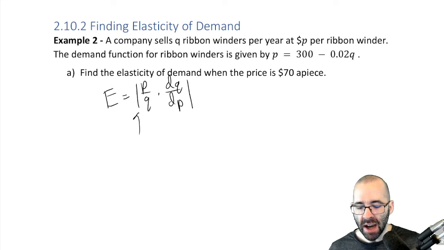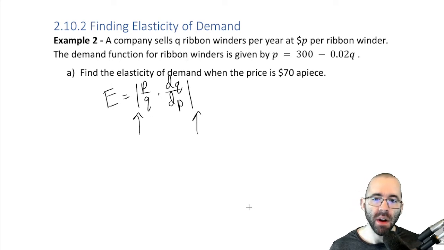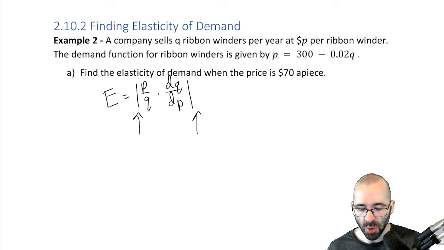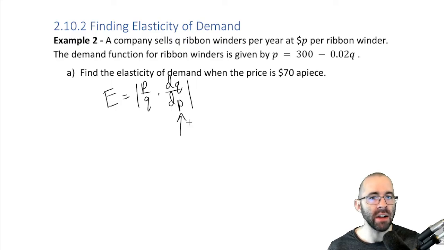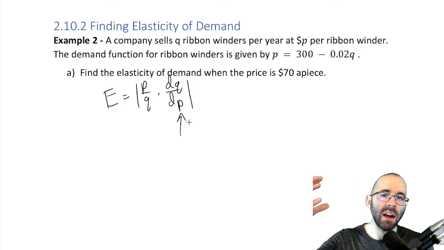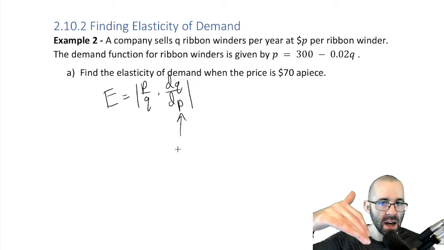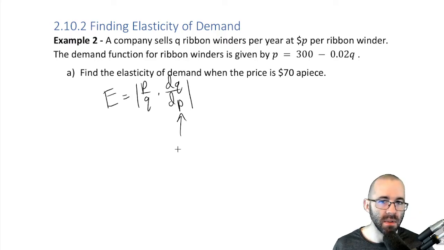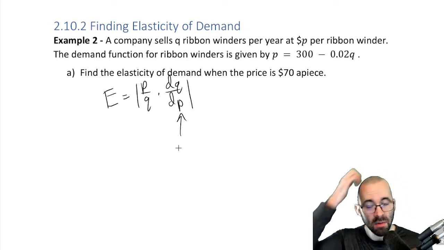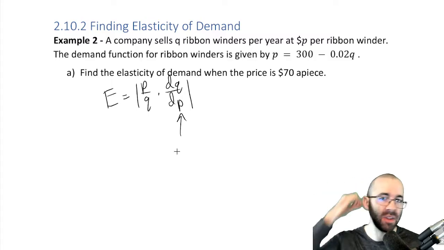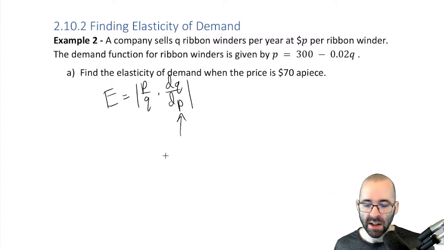So first off, the absolute values are there because this derivative is always going to be negative, right? Because this is the derivative of Q with respect to P. That means how does Q change when P is increased? And the quantity will always go down as the price goes up. So this will always be negative, and people like dealing with positive numbers. That's the only reason why there's an absolute value here. Just a little easier to work with positive numbers.